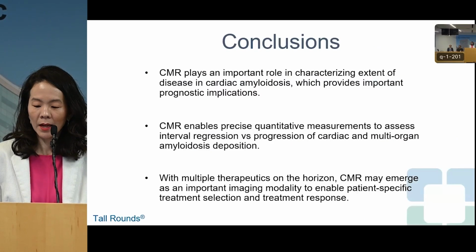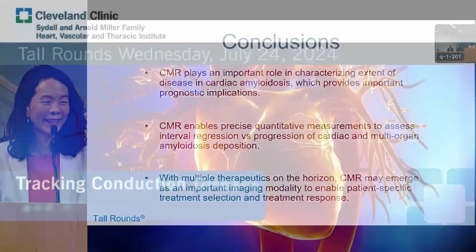So in conclusion, CMR plays an important role in characterizing the extent of the disease, which provides important prognostic implications. CMR enables precise quantitative measurements to assess interval regression versus progression of cardiac and multi-organ amyloidosis deposition. With multiple therapeutics on the horizon, CMR may emerge as an important imaging modality to enable patient-specific treatment selection and treatment response. Thanks so much.